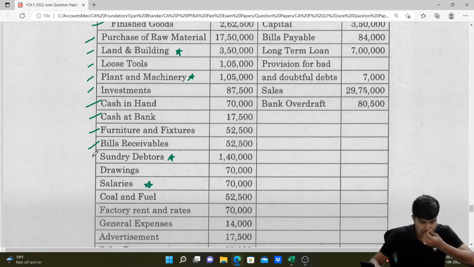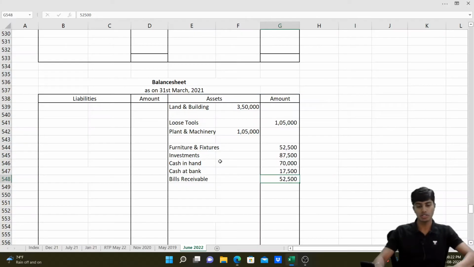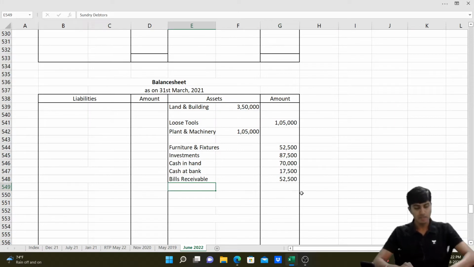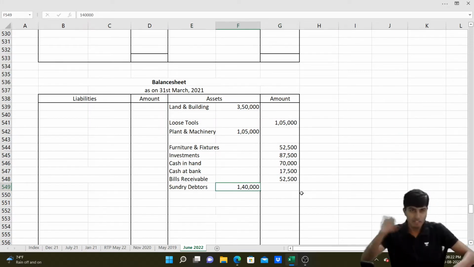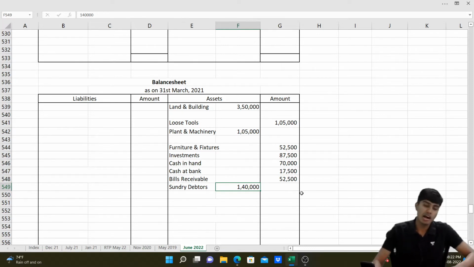Bills receivable 52,500. It has no adjustment, so I can post it straight to outer column. Then we have sundry debtors of 1,40,000. This has adjustments with regard to provision. I'll write sundry debtors 1,40,000 in the inner column and wait to adjust that bad debts or provision for bad debts, whatever. After adjusting, I would post the balance to outer column.